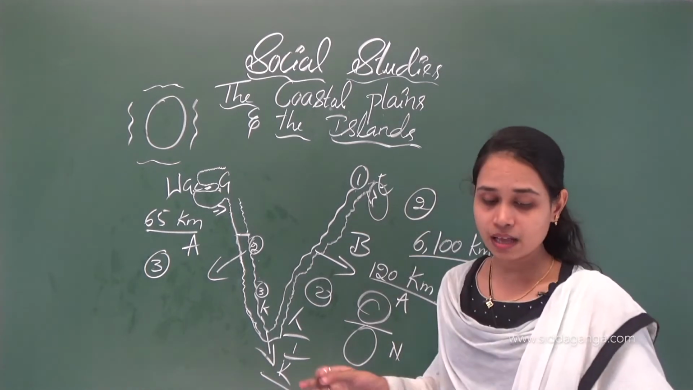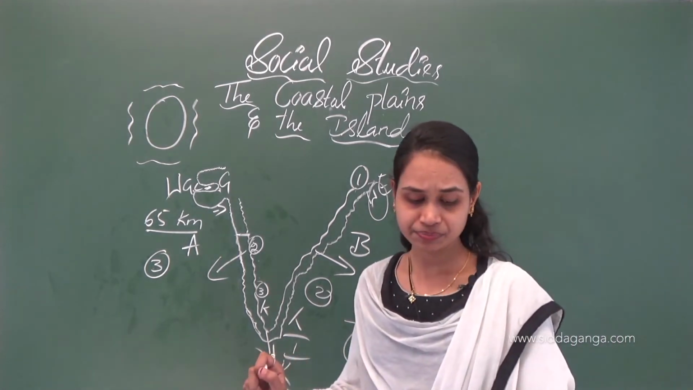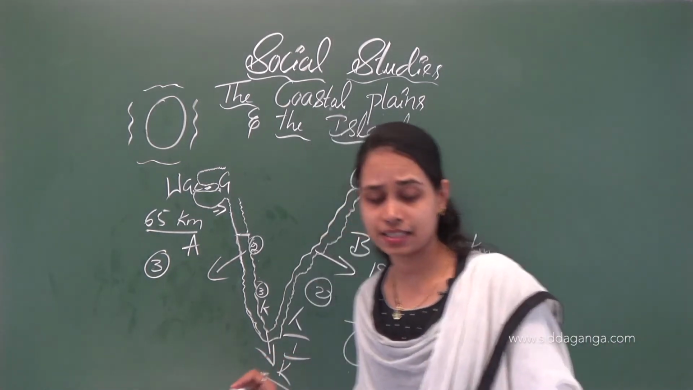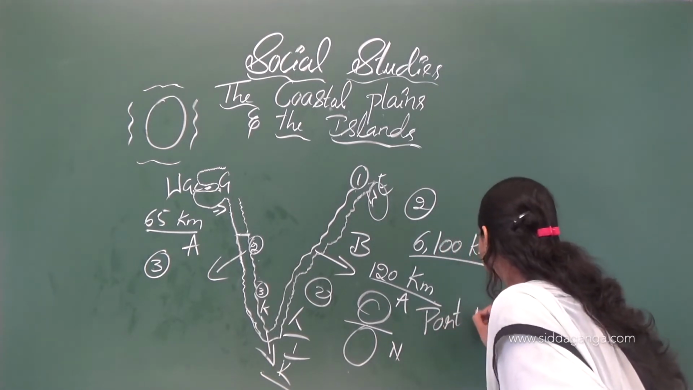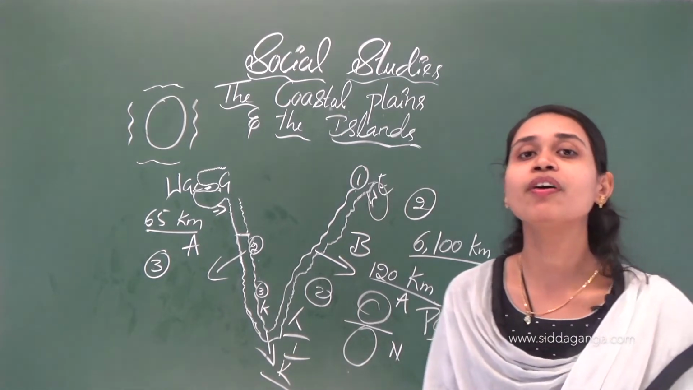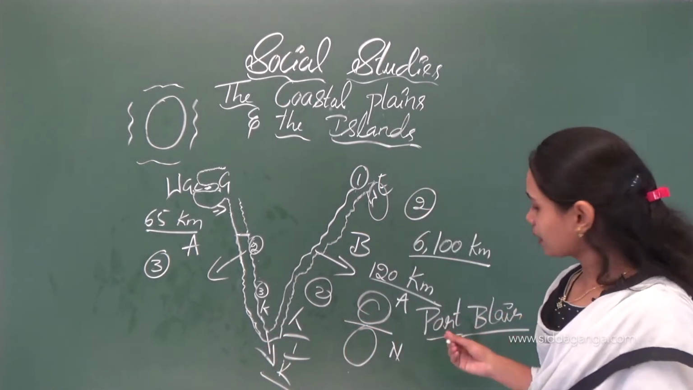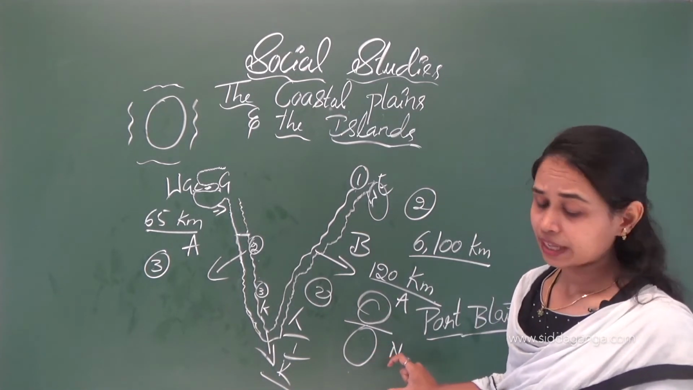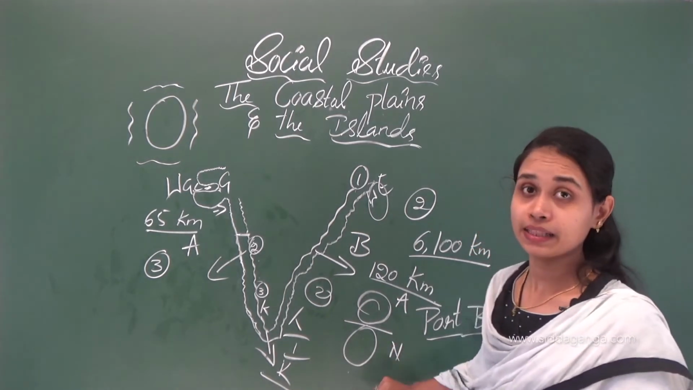So this is about the Andaman and Nicobar Islands, and the capital of Andaman and Nicobar Islands is Port Blair. P-O-R-T B-L-A-I-R, Blair. Port Blair is the capital of the Andaman and Nicobar Islands. The southern tip of the island is called Indira Point. So the southern part of the island is called Indira Point.